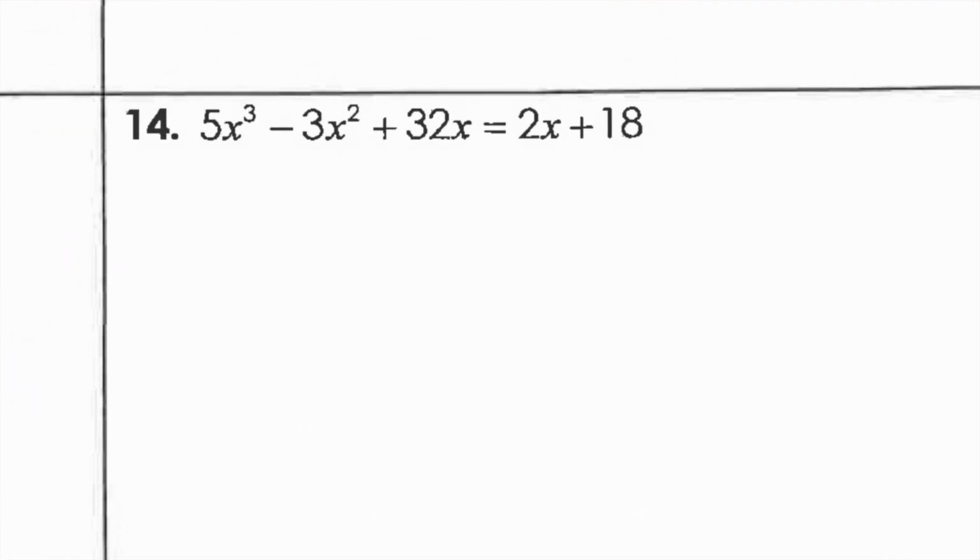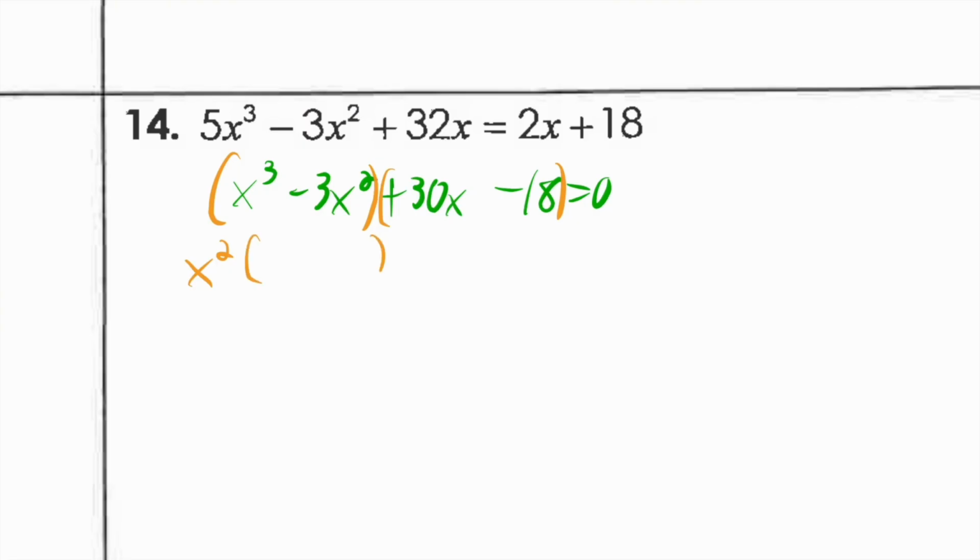I need to subtract 2x and 18 from both sides in order to get this equal to 0. So I'll have 5x cubed minus 3x squared plus 30x minus 18. I look for a GCF, but there is none. I do then have 4 terms, so I will group first 2 and last 2 and look for GCFs. X squared is a GCF of the first, giving me x minus 3. GCF of the second is 6, giving me, try that again.